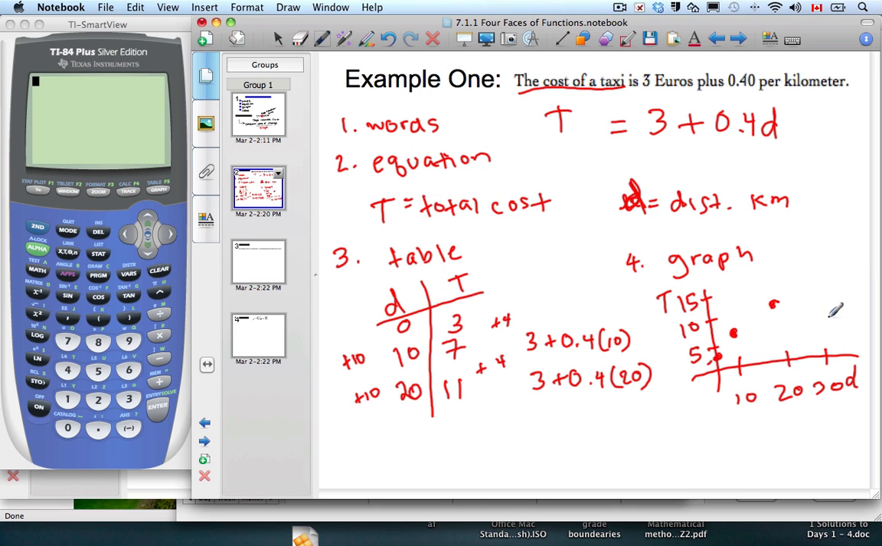Do we connect them? Yeah, for sure. Is it possible that we can have values in between our D? Yeah, for sure. I could have 15 kilometers. I could go 15.111 kilometers. Every one works. We'll maybe call this taxi cost. And we're done. Nice. Okay, let's try another one.